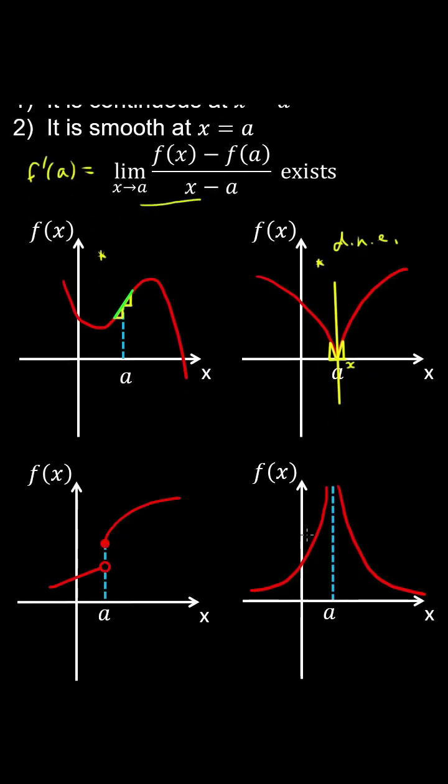For these other two examples, from the right, we can see that this limit is going to approach a finite value. And from the left, if we draw a secant line, the derivative does not exist, because as x approaches a from both sides, this limit is not the same. And similarly here, the function is discontinuous, so the derivative does not exist.